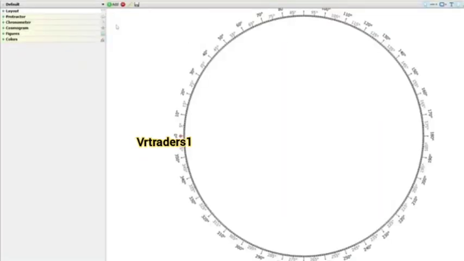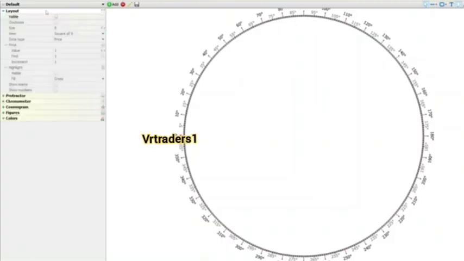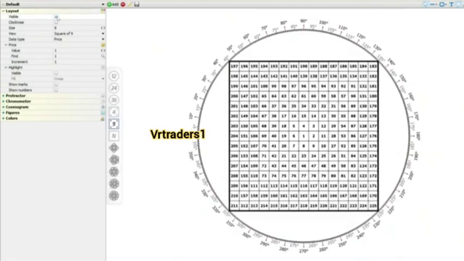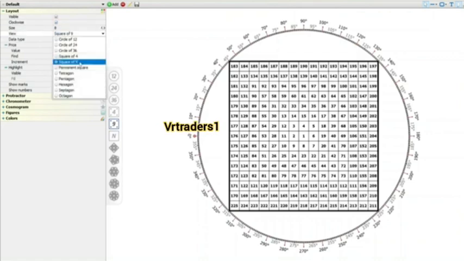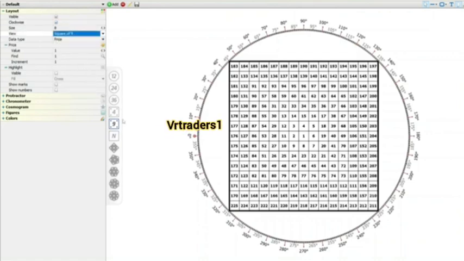Now open the Ganzilla application. So here is our Ganzilla Pro application. Now come to the layout part. For today's strategy, we are only going to use the layout option. So just make the layout option visible. Also make the clockwise option visible. For size, choose 8 for now. For view, we are going to use Square of 9. You can select the Square of 9 option from here. Also, you can select the Square of 9 option from here directly. Also make the show marks option visible from here.